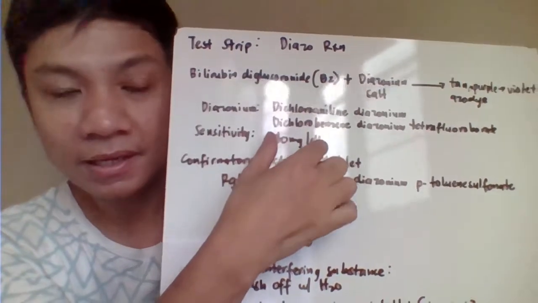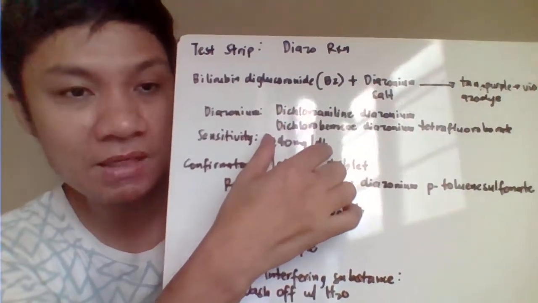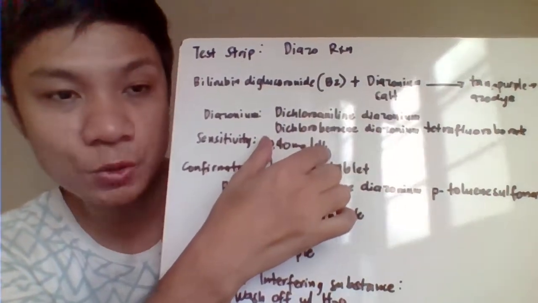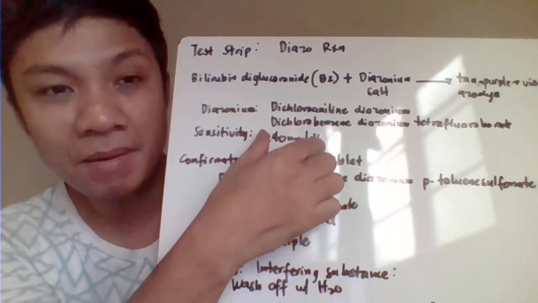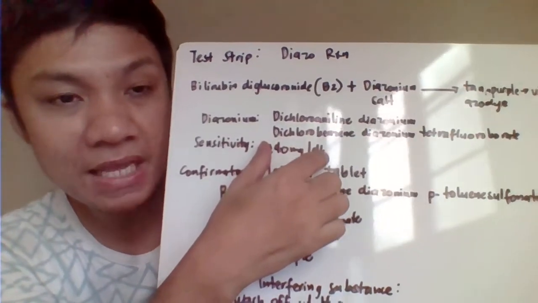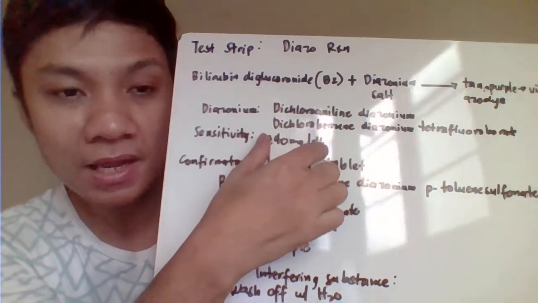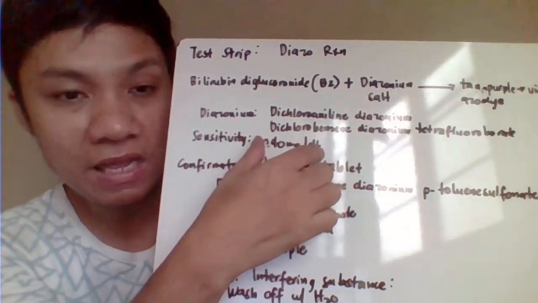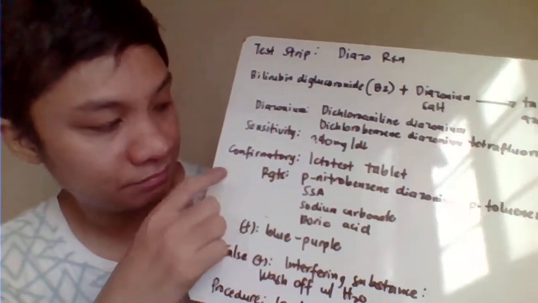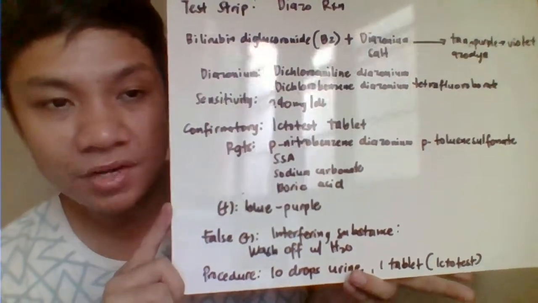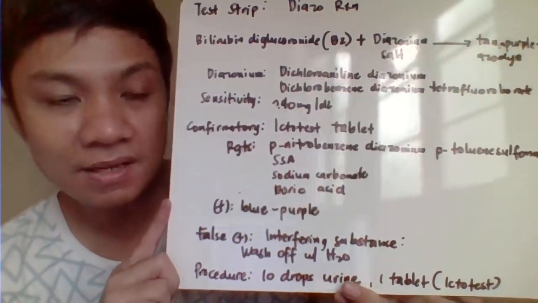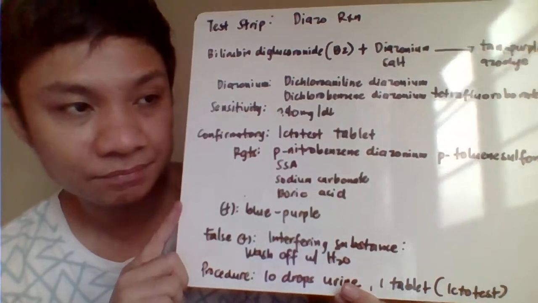So meaning to say, the concentration of your bilirubin diglucuronide present in the urine should have this concentration. If less than 0.40 mg per dl ang ating bilirubin diglucuronide in the urine sample, it will give a negative result. Confirmatory tests for your bilirubin, we have here the tablet test in the form of your Ictotest tablet.